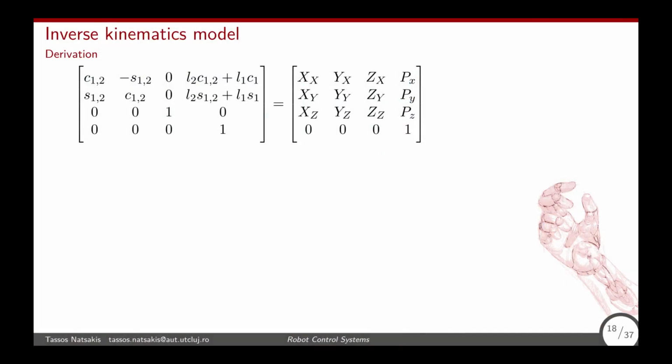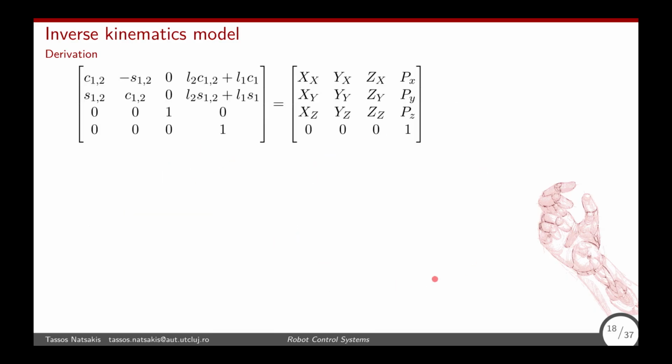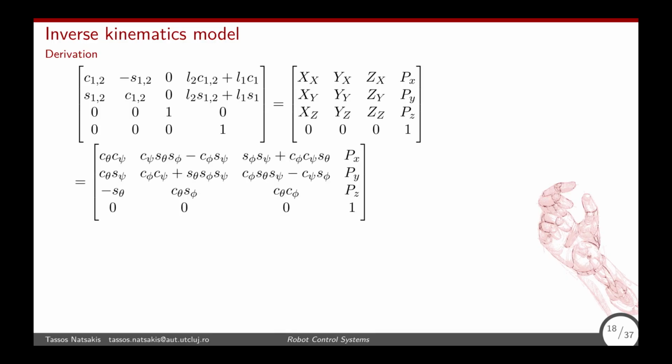So we start by taking the forward kinematics of the robot. We have this 2 degree of freedom robot with this forward kinematics, and we equate it to the general form of a 4x4 transformation matrix, or if we want to work with Euler, then we use this form. And then this is basically a system of equations. We have 12 equations for the 12 positions on the matrix.